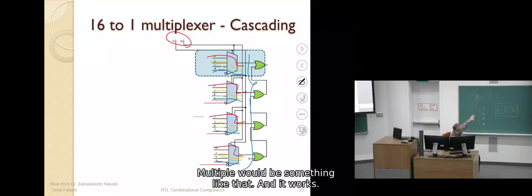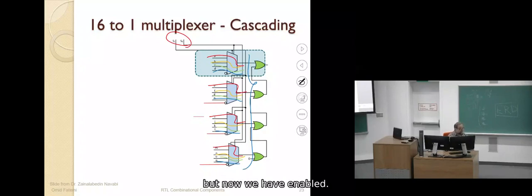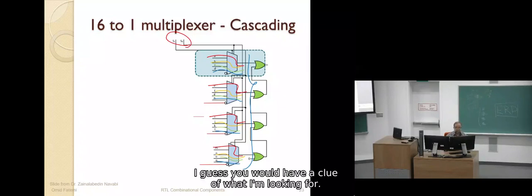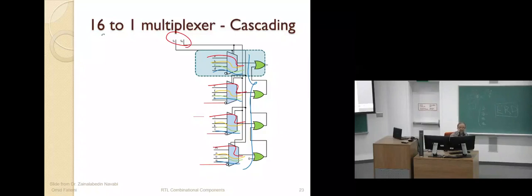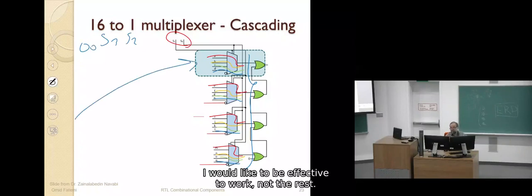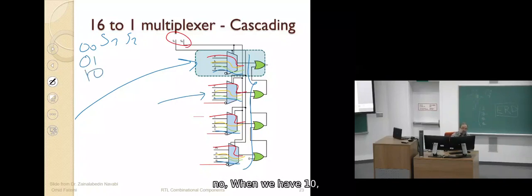A multiplexer would be something like that, and it works actually. If we didn't have enable, we would have to use that. But now we have enable. I'll say my sentence, and after that I guess you would have a clue of what I am looking for. When S3 and S2 are 0, 0, I would like this one to be effective, to work, not the rest. If they are 0, 1, then I want this to be active and the rest not. When we have 1, 0, I want the third one to be active and the rest inactive, okay?